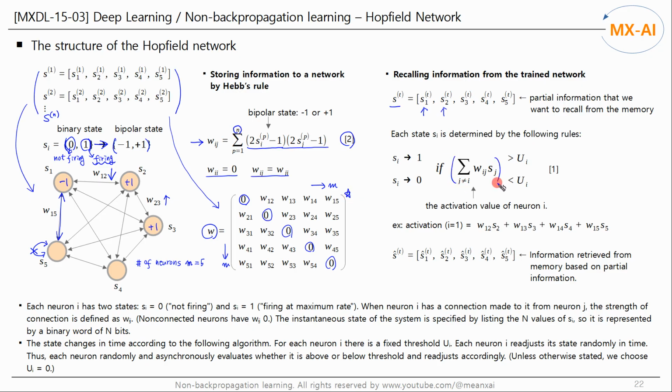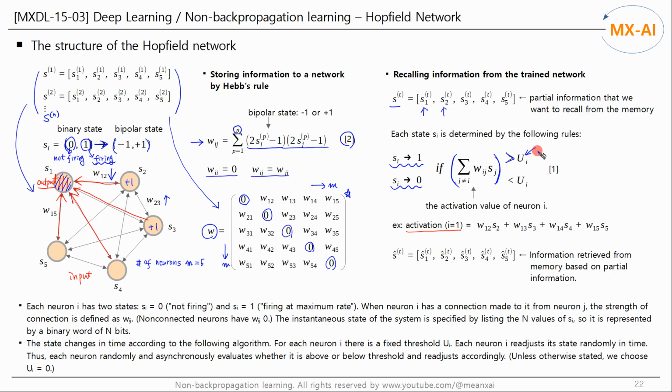First, we use this formula to compute the activation value of each neuron. For example, let's compute the activation value of this neuron. The activation value of neuron 1 is computed as follows. This subnetwork is equivalent to a feed-forward network, where neuron 1 is the output layer and the rest of the neurons are the input layer. If this activation value is greater than U1, the threshold of neuron 1, the state of neuron 1 is updated to 1. That is, neuron 1 fires. Otherwise, the state of the neuron 1 is updated to 0.